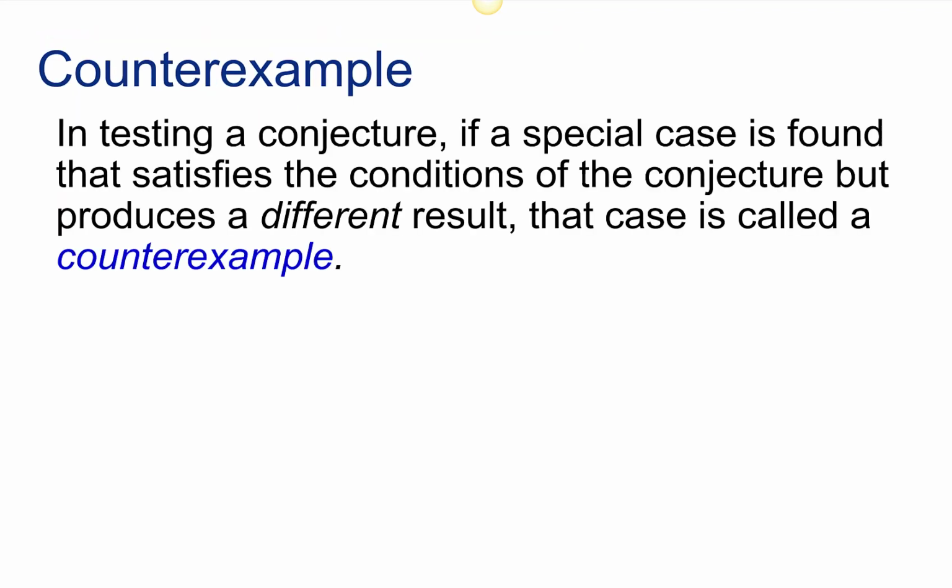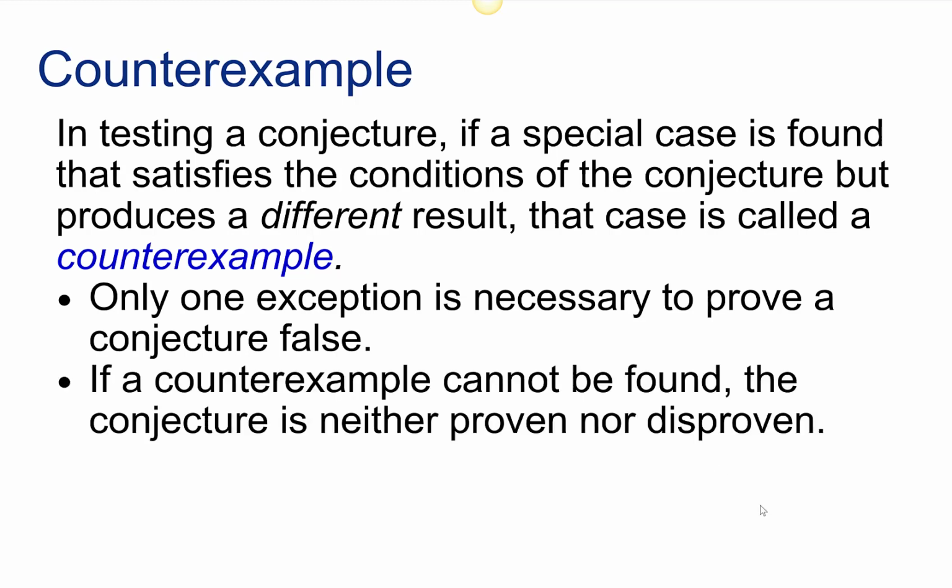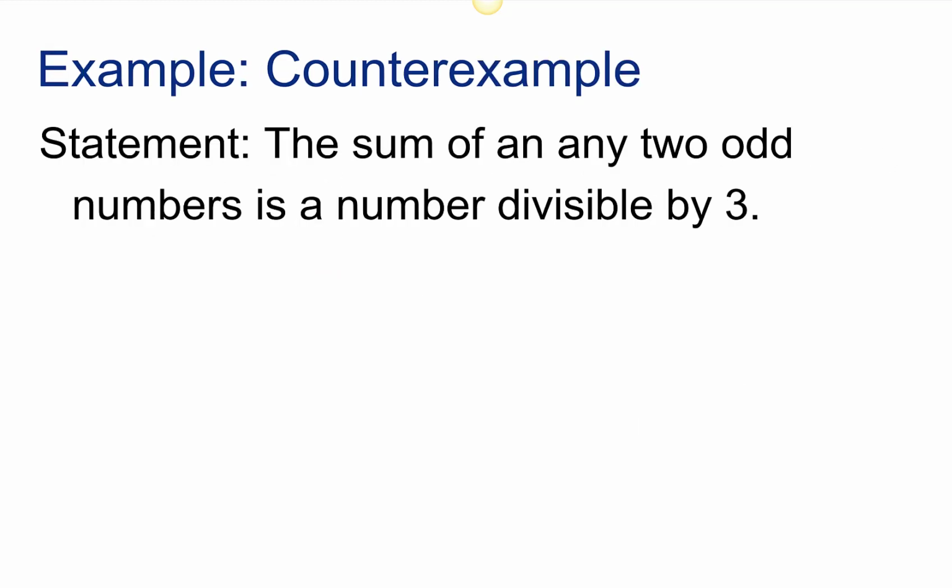A counterexample: in testing a conjecture, if a special case is found that satisfies the conditions of the conjecture but produces a different example, this is called a counterexample. Only one exception is necessary to prove a conjecture false. If a counterexample cannot be found, the conjecture is neither proven nor disproven. So let's try an example.